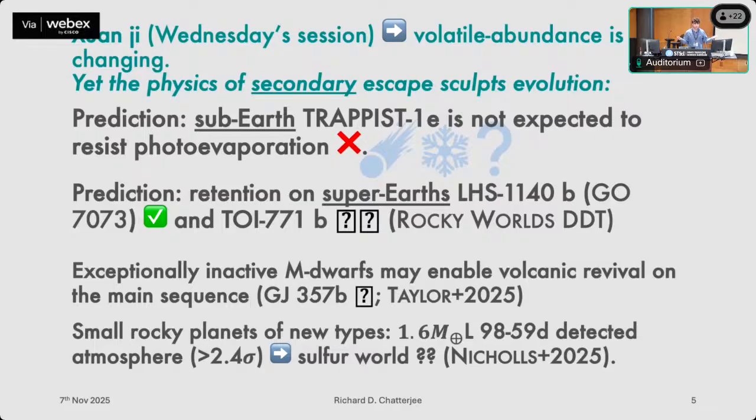And there's also possibly exotic new planets being discovered. Coupled atmosphere interior evolution modeling by Harrison Nichols showed that perhaps L9859d is this sulfur world, starting with 1 weight percent or 2 weight percent in sulfur, and then you're starting with so many metal volatiles that you can retain your atmosphere regardless.